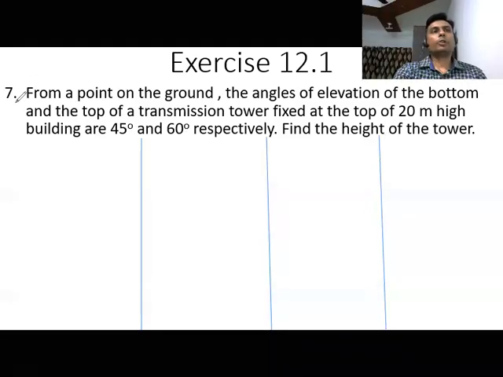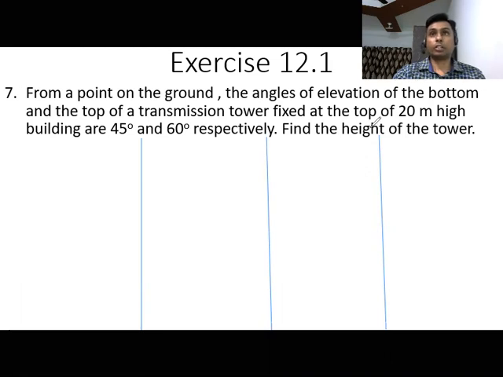Welcome back. Now we are going to the seventh numerical in the first exercise of some applications of trigonometry. The question is, from a point on the ground, the angles of elevation of the bottom and the top of a transmission tower fixed at the top of a 20-meter high building are 45 degrees and 60 degrees respectively. Find the height of the tower.